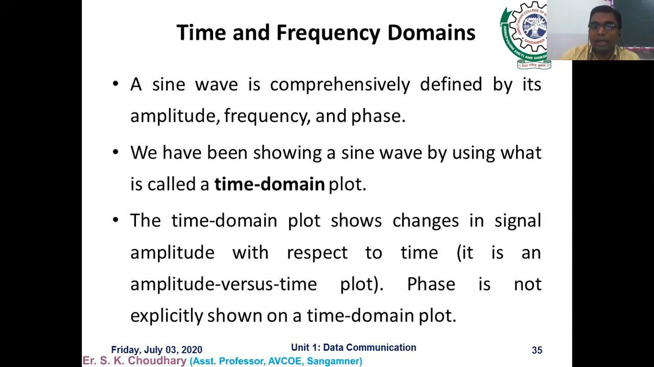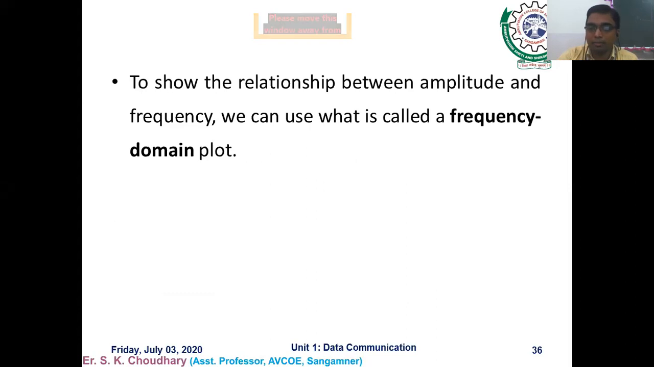The time domain plot shows the changes in the signal amplitude with respect to time, but phase is not explicitly shown in the time domain plot. Generally, phase is not defined in the time domain plot. So to show the relationship between the amplitude and the frequency, we generally use a frequency domain plot in data communication. It is an easier way of representing any signal.